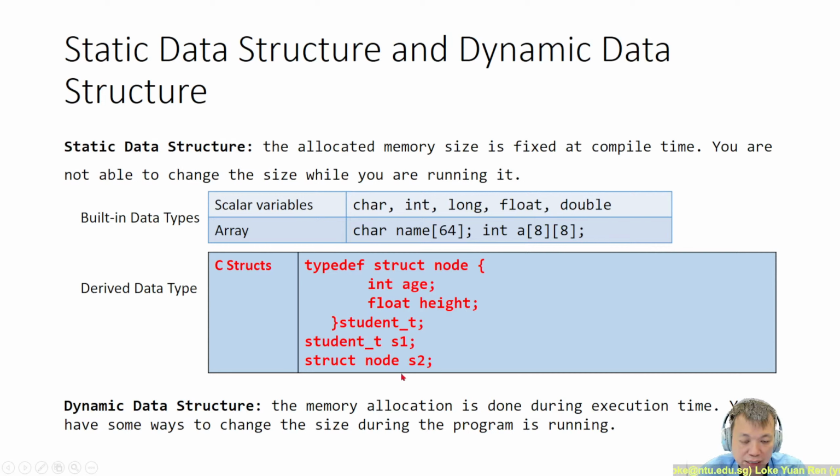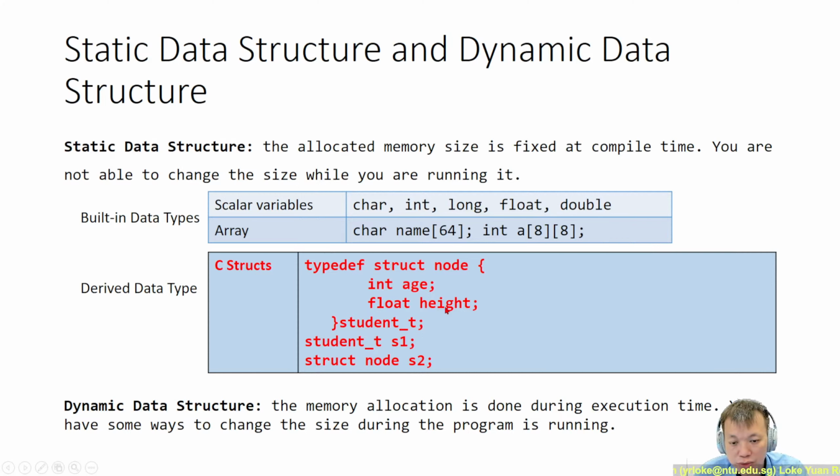So I can define a new data type by this struct keyword. I can define this struct nodes, and then I can include two members in this new data type. One is integer to store the age. Another one is the floating type to store your height or anything you want. So I can combine a collection of data into one new data type defined by my own.